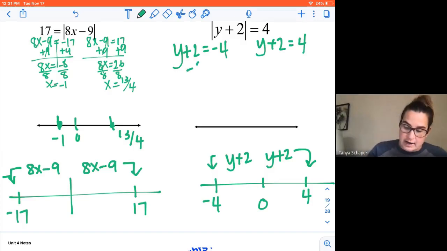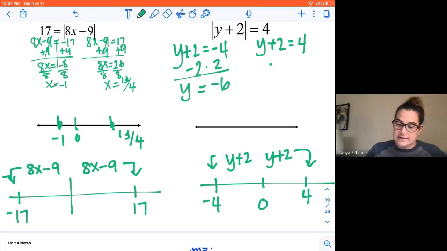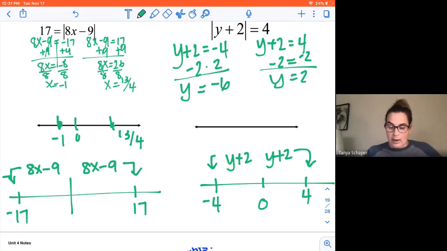So we're going to subtract 2 from both sides. y equals negative 6. Subtract 2 from both sides. y equals 2. And I can plot those on my number line. Negative 6 and 2.